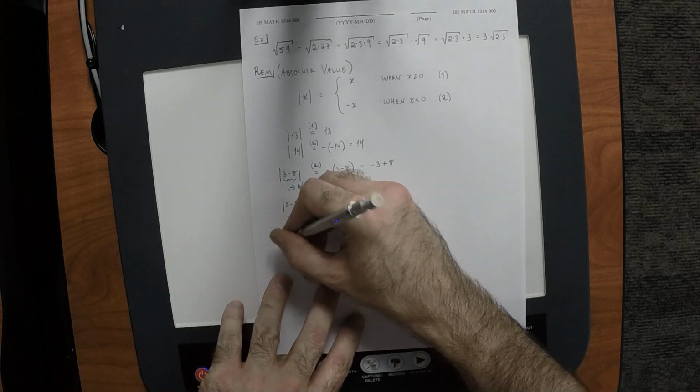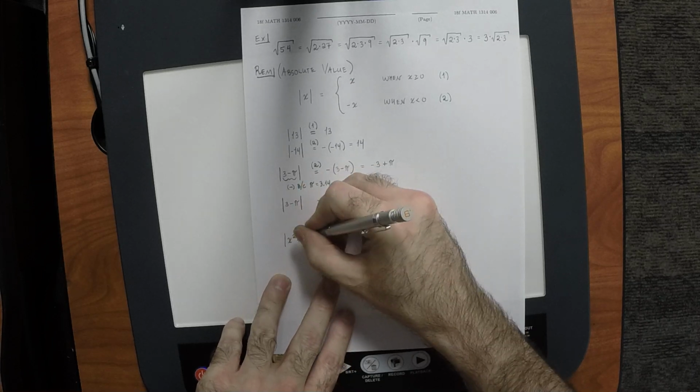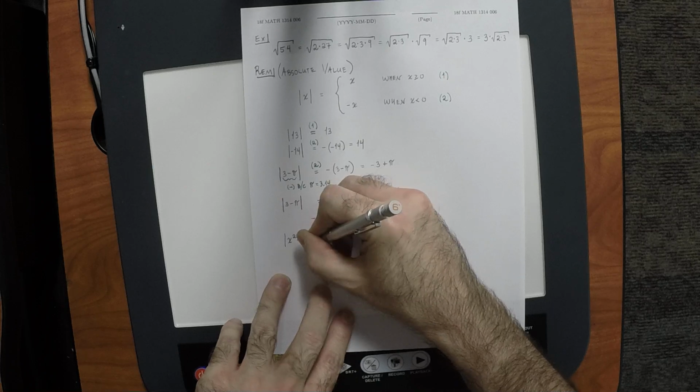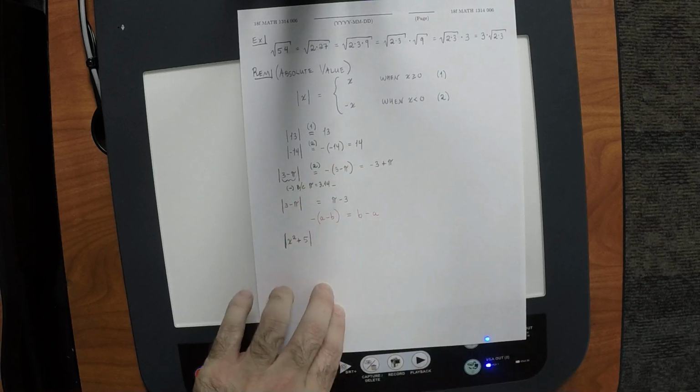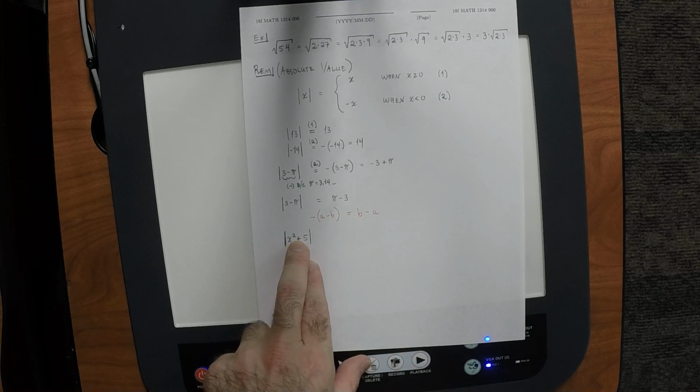Good. How about the absolute value of x squared plus 5? And this is just for any real number x. What do you think? Well, there's no square root here. I'm not asking you to do any square root business. None of that. Just x squared plus 5?